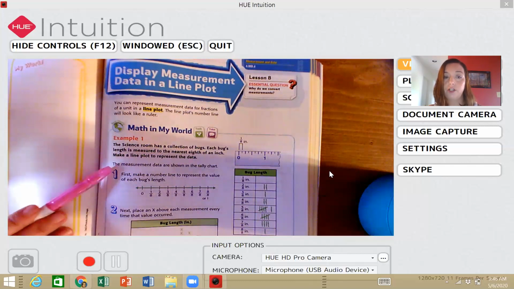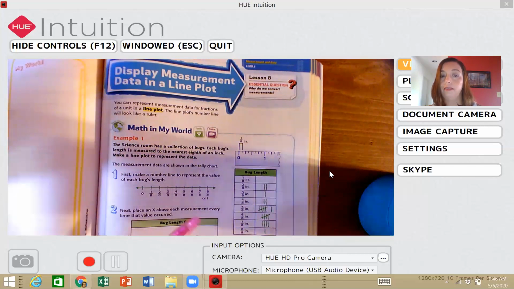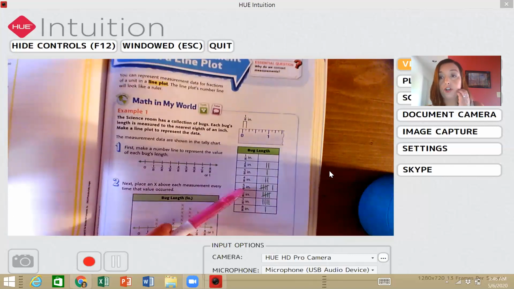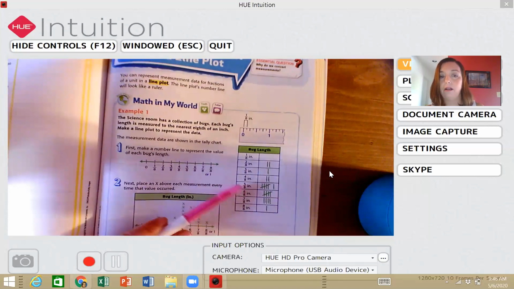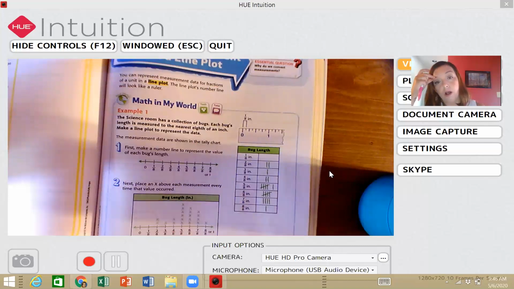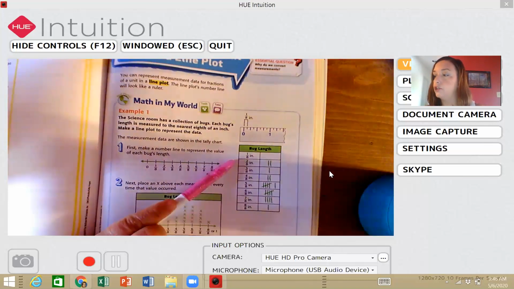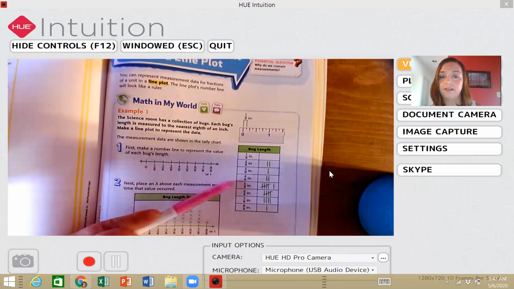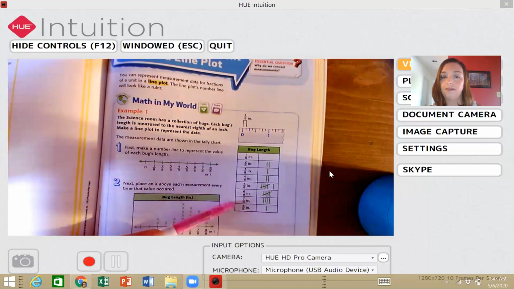So first, the measurement data is shown in the tally chart. So here we've got this tally chart that shows us how many bugs are measured to each eighth of an inch, okay? So it shows that there are none, a 1/8 of an inch, 2 2/8, 1 3/8, 2 4/8, 6 5/8, 5 6/8, and then 4 are 7/8, and 1 is 8/8 of an inch, okay?